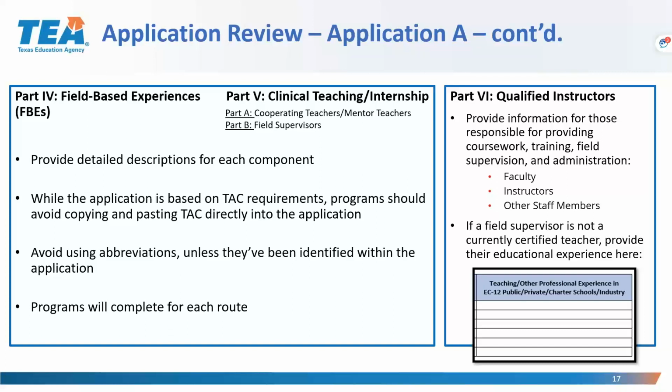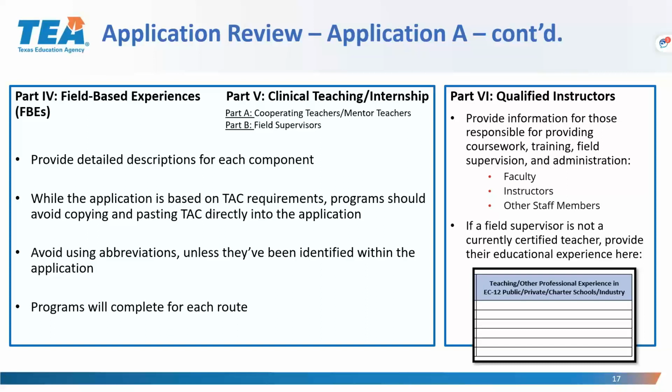If the program is applying for multiple routes, parts 4 and 5 will be filled out for each route. Also, if courses vary for different routes, the program would identify which courses will be provided in each route applied for in Part 1.